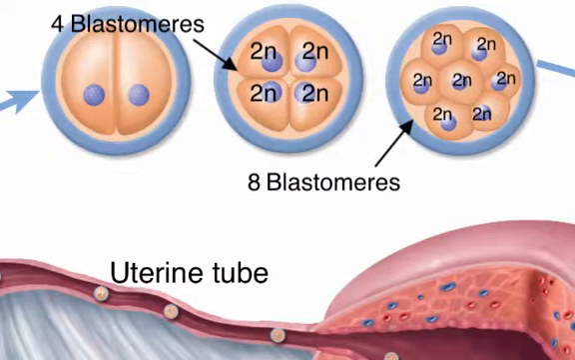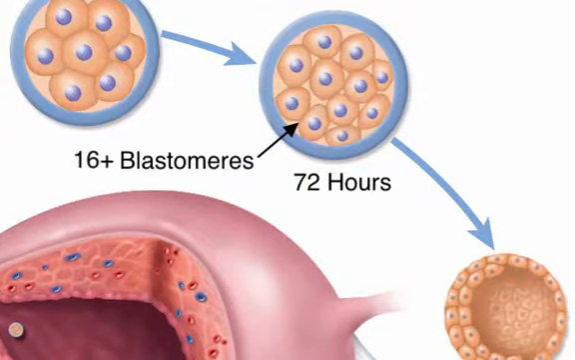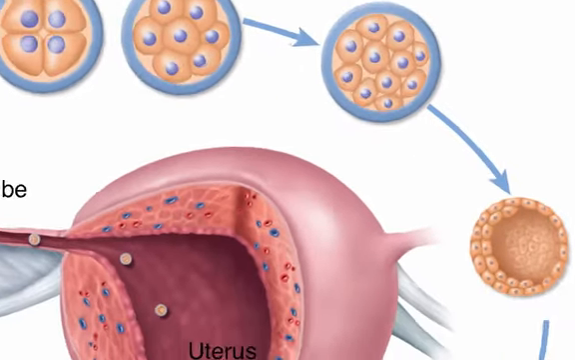By the time the conceptus arrives in the uterus, about 72 hours after ovulation, it consists of 16 or more cells called a morula. The morula is no larger than the zygote. Cleavage merely produces smaller and smaller blastomeres and a larger number of cells from which to form different embryonic tissues.